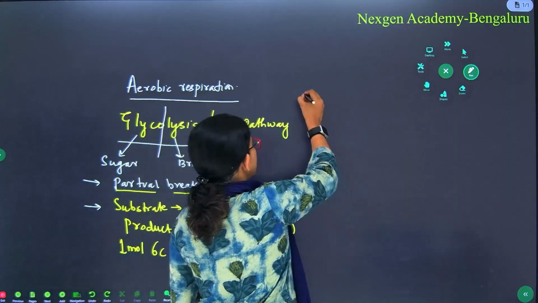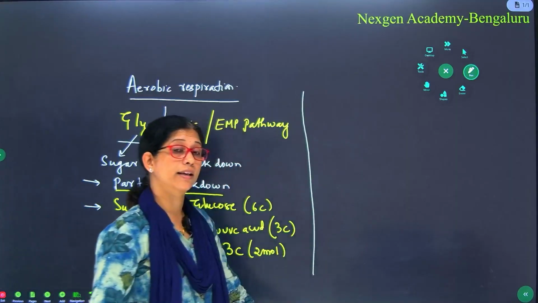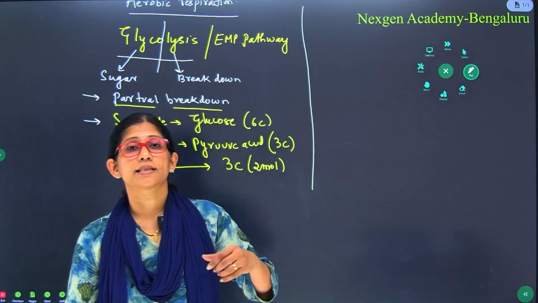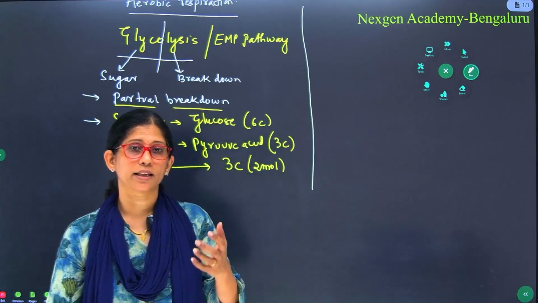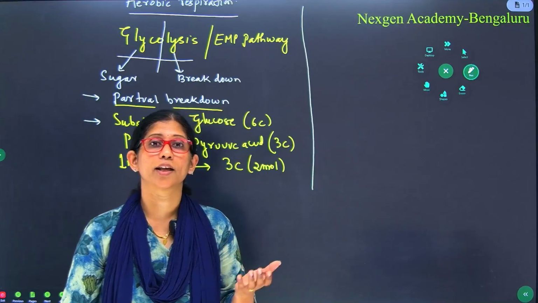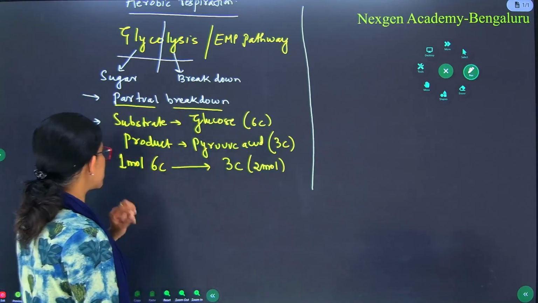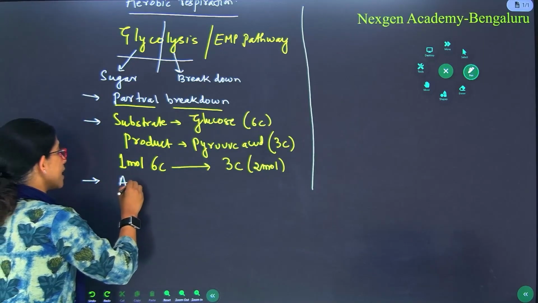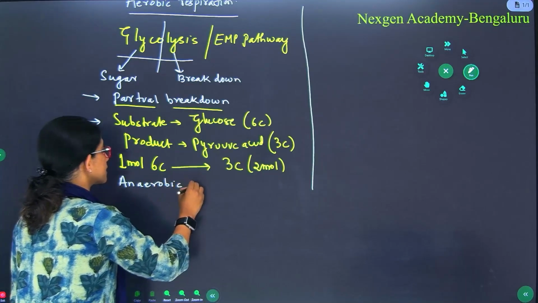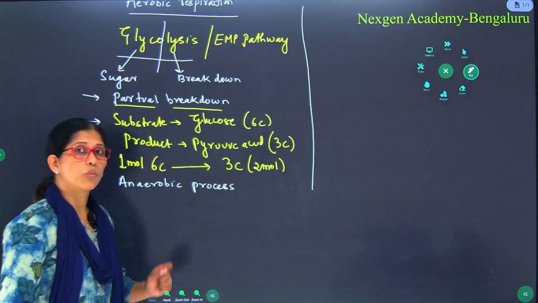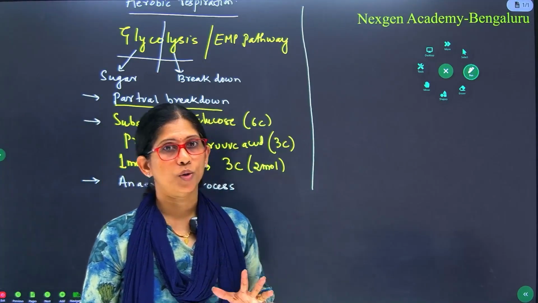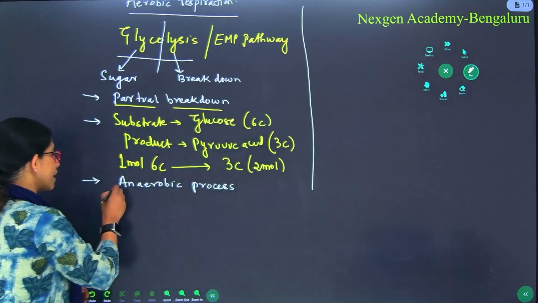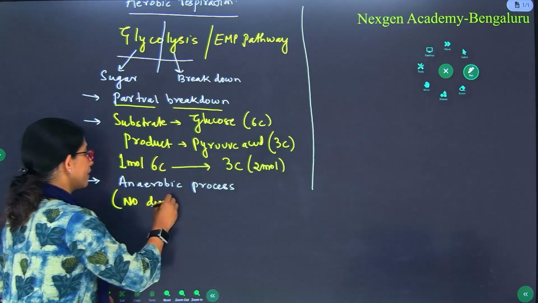Now another important thing, where many a times we get confused, is that since I am talking about aerobic respiration, many of us assume that glycolysis is an aerobic pathway. Because we think, if it is aerobic respiration, how can something be anaerobic? This point is very, very important here. When we talk about glycolysis, the next important point is that it is an anaerobic process. Why is it called an anaerobic process? Because there is no direct oxygen involvement.